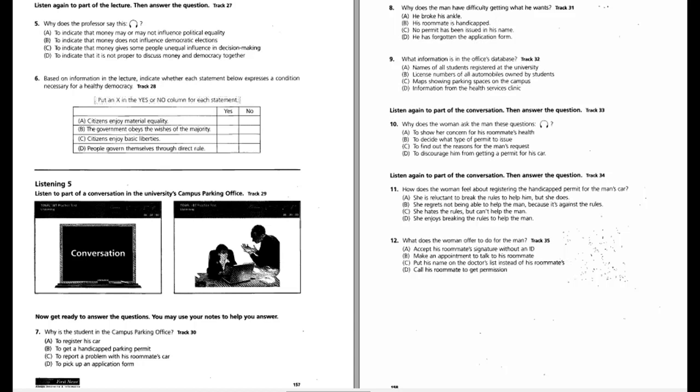Number 6. Based on information in the lecture, indicate whether each statement below expresses a condition necessary for a healthy democracy.